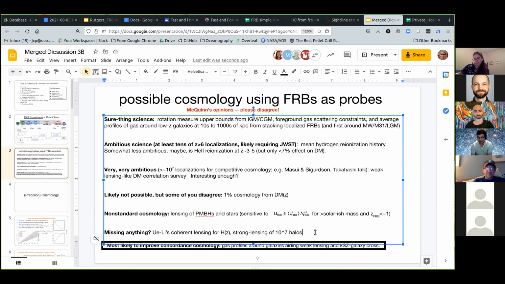Yeah. So I think the missing anything category here is potentially the most interesting, and this is maybe the tenor of Wei Li's talk too, that there could be, and likely are, ideas that are out there, like there's just this new parameter space that's been opened up with fast radio bursts, and maybe we haven't thought of some of the ideas.